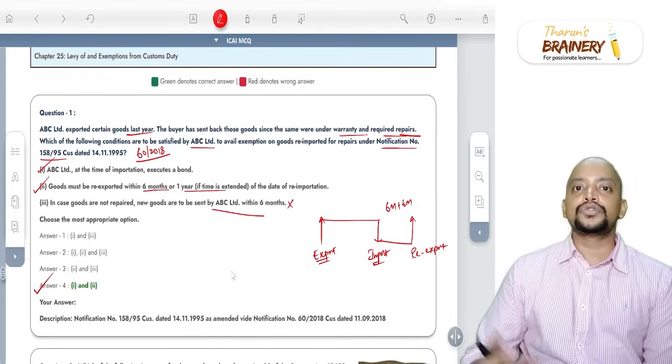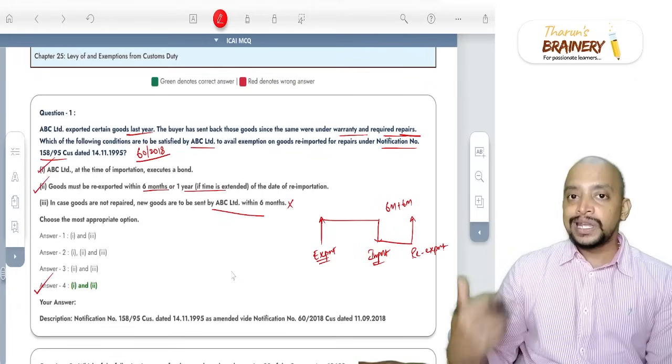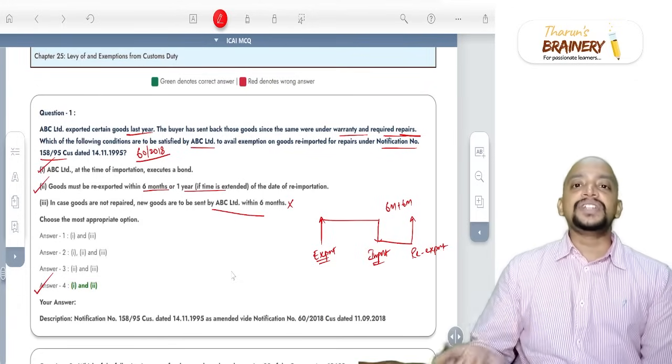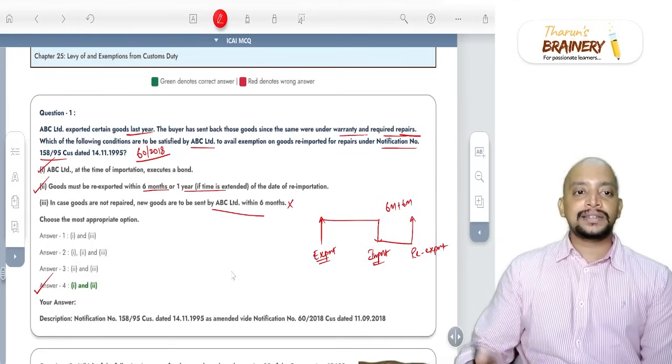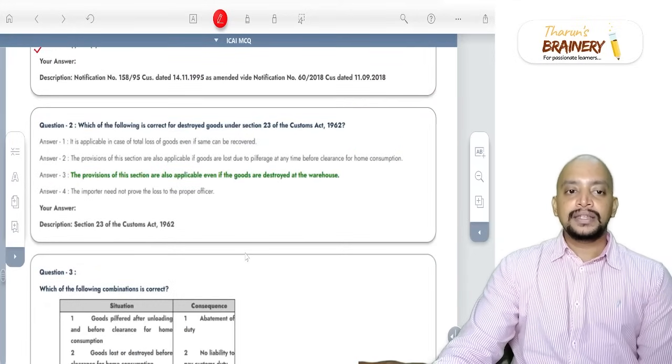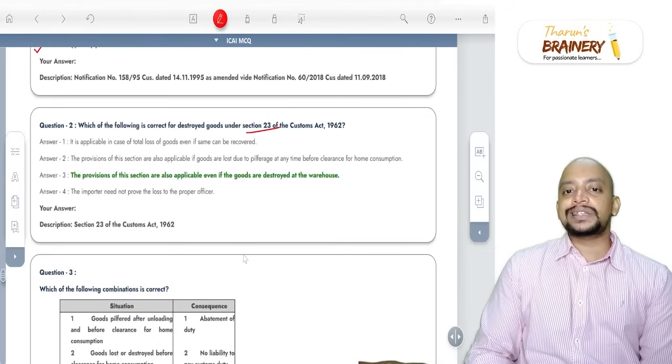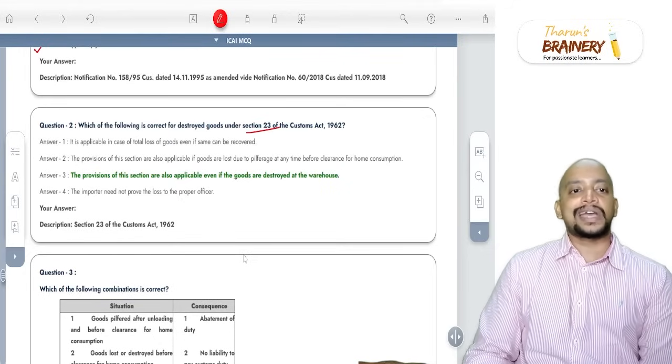If it is for repairs, the goods should be brought back to India within 3 years from the date of export. Or if it is notified goods, 7 years; if it is from Nepal and Bhutan, it will be 10 years. Those conditions. Then next, which of the following is correct for destroyed goods under section 23 of Customs Act?